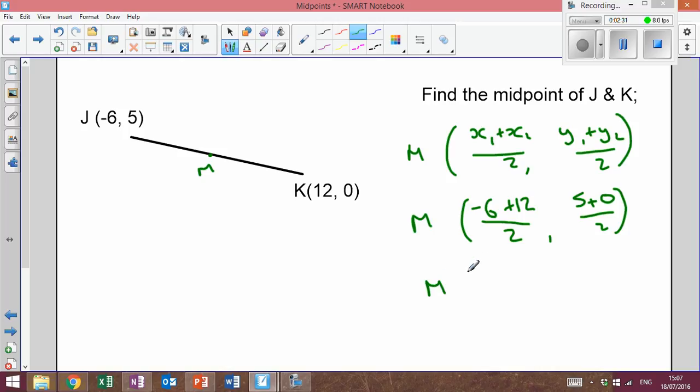So -6 add 12 is 6, divided by 2 is 3, and then 5 add 0 is 5, divided by 2 is just going to be 5 over 2. So the midpoint there is (3, 5/2).